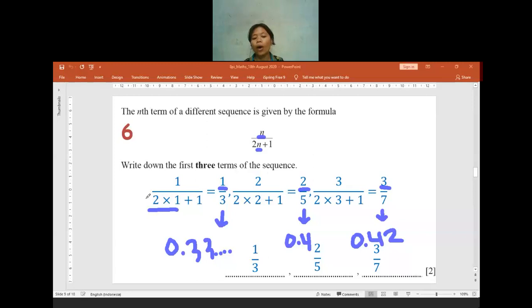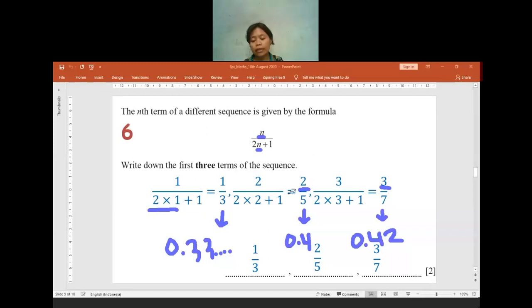So why is it 1 per 3? I told you we are going to find the first three terms. It means the letter n, we are going to replace with the number 1 for the first term, and then with 2 for the second term, and with 3 when it is the third term. Remember BODMAS, we have to finish the multiplication first. 2 times 1 first. 2 times 1 is 2, 2 plus 1 will be 3. That's why it will be 1 per 3.